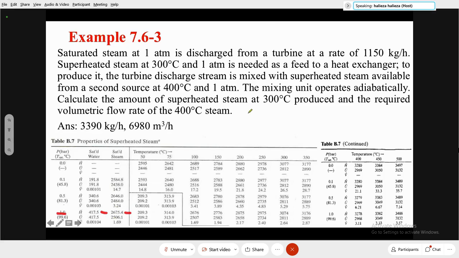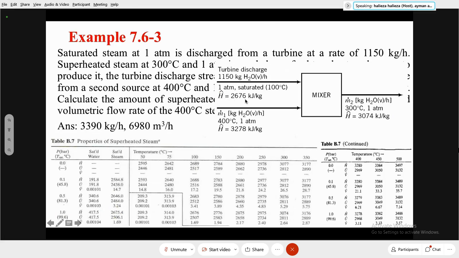Inside your textbook it is 2,676, while over here it is 2,675.4. Why is there a difference in value? Because we are assuming 1 atm is approximately equal to 1 bar, but the table is based on bar. So that's the reason for the difference.